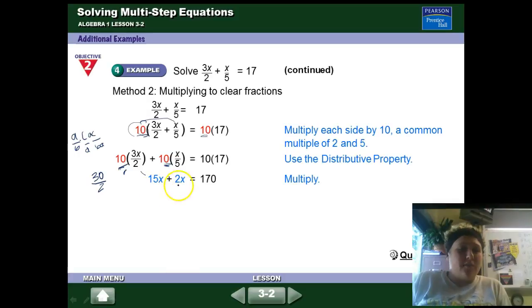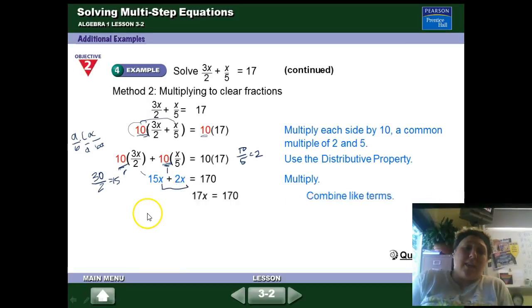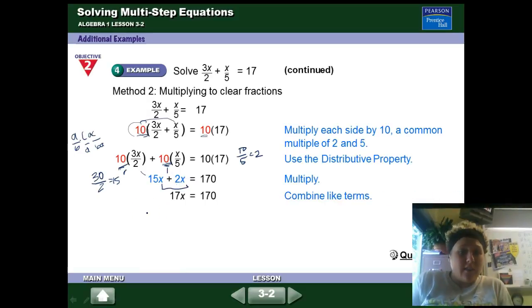So that's where they get their 15 and their 2: they're just multiplying fractions, top by the top, bottom by the bottom, and then simplifying. Because, for example, this was 15, and this was 10 over 5. Well, what is 10 divided by 5? That is 2, so that's my coefficient out front. Well, these are like terms, okay? They both have that x, so we can say 15 plus 2 gives you 17.